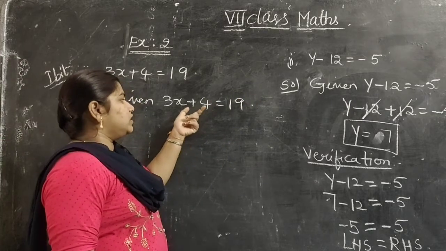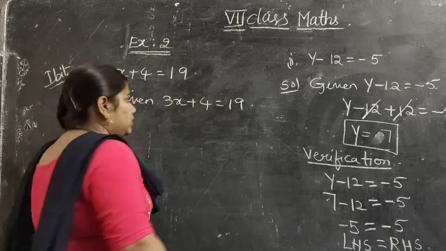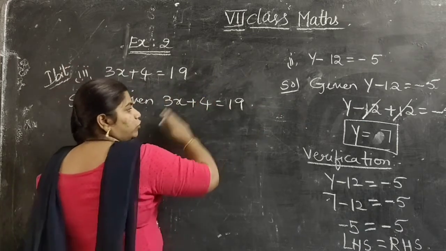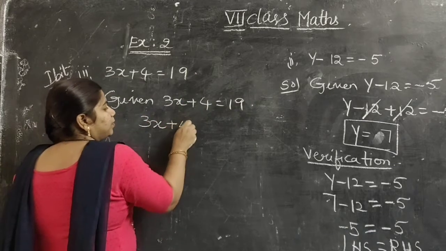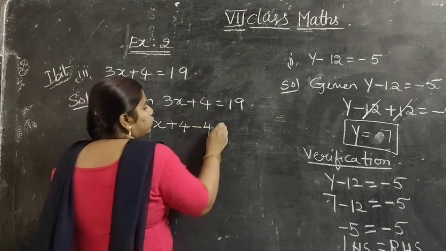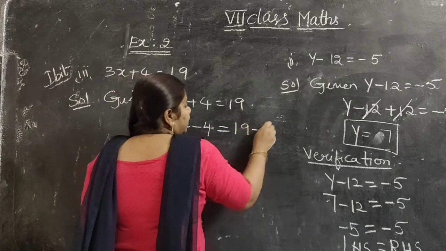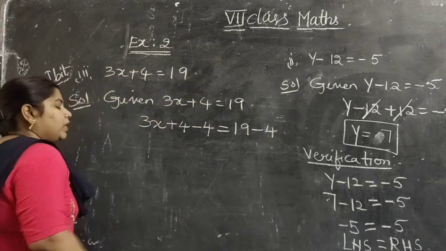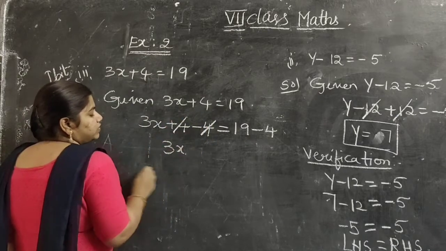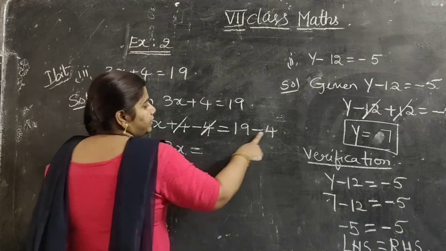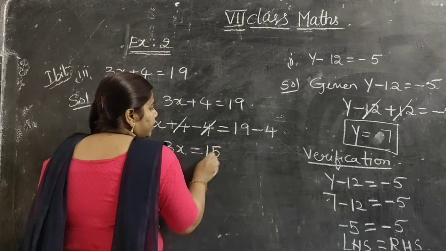What is the opposite number for plus 4? That will be minus 4. So minus 4 you add on both the LHS part and the RHS part. That is 3x plus 4 minus 4 is equals to 19 minus 4. Now plus 4 minus 4 is eliminated. What are the remaining terms? 3x is equals to 19 minus 4, which is 15.